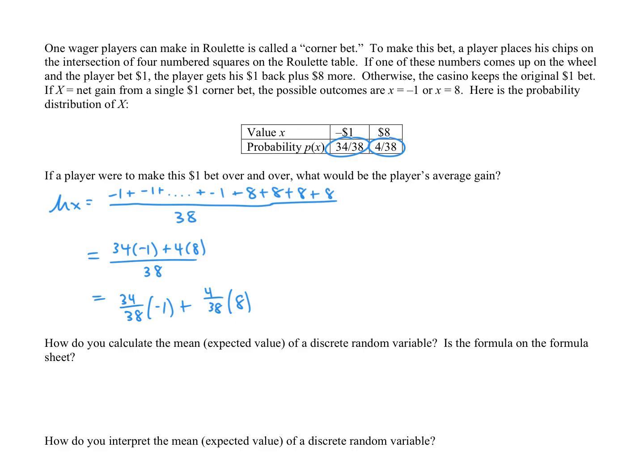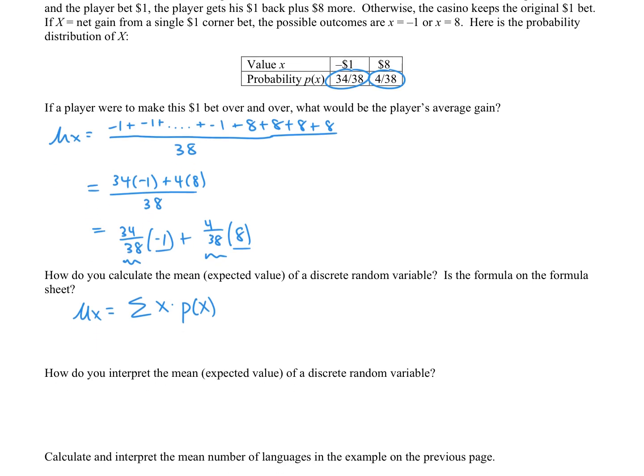So we just discovered the formula. The formula then is we take every x value, so that's the -1 and the 8, and we multiply by the associated probabilities. That's our 2 fractions. And then we add them up. This answer ends up being -0.05.